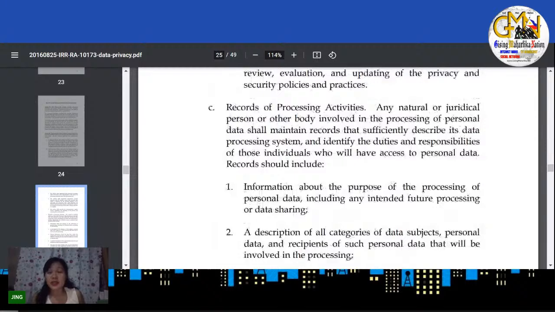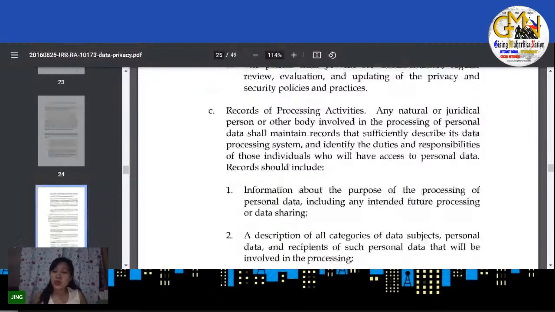Records of processing activities. Any natural or juridical persons or other body involved in the processing of personal data shall maintain records that sufficiently describe its data processing system and identify the duties and responsibilities of those individuals who will have access to personal data.